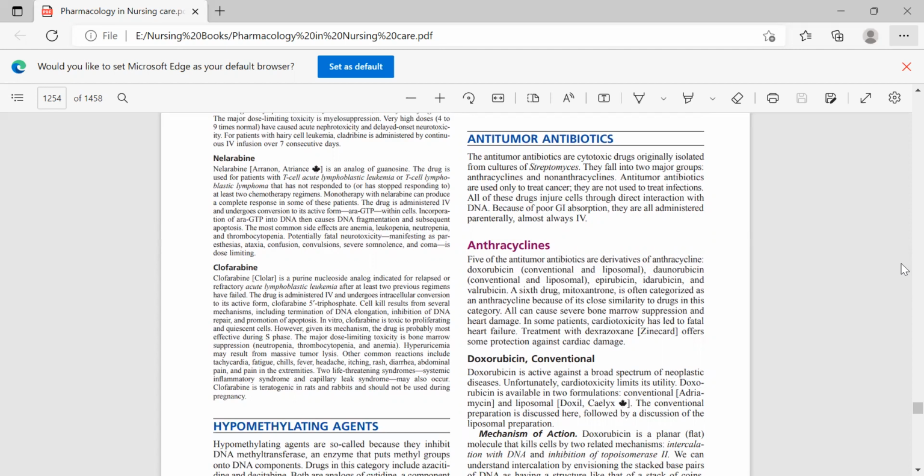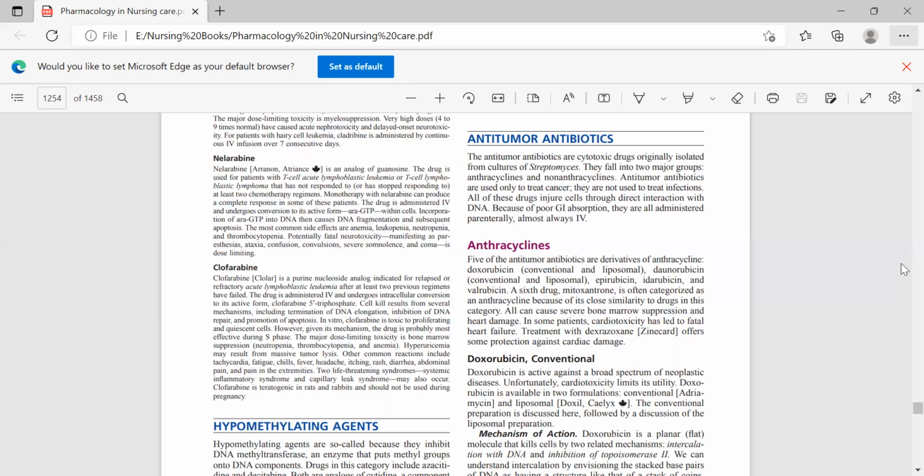All these drugs cause dose-related toxicity, that is bone marrow suppression and heart damage; they are cardiotoxic, and they can lead to fatal heart failure. Treatment with dexrazoxane offers some protection against cardiac damage, that is, there is some preventive measure, but not as effective as we might predict. So anthracyclines are given in very limited conditions and in limited scenarios.